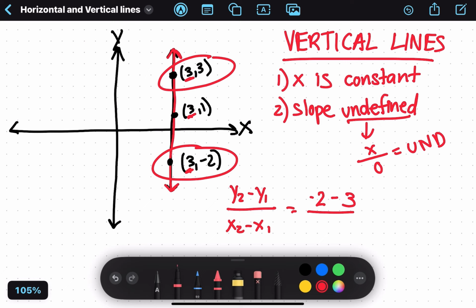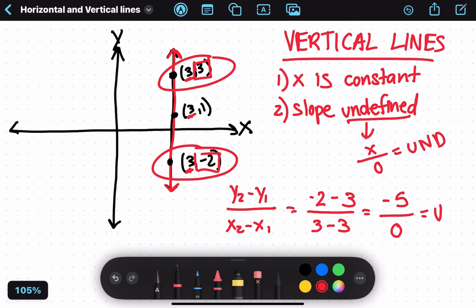So -2 minus 3, right? -2, 3. And now for our x's, both the same. x2 is 3, and so is x1. So -2 minus 3, -5. But 3 minus 3 is 0, because any number minus itself is 0. Okay, we have a number divided by 0.